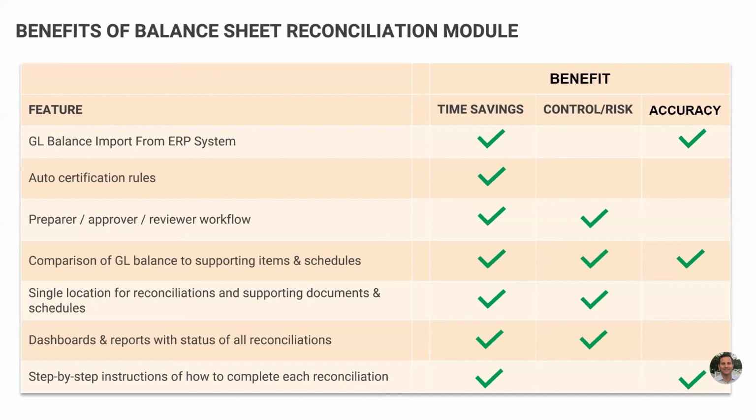The workflow feature lets users know what they're responsible for, and the system keeps an audit trail of their sign-offs. The system verifies the supporting items and GL balances are the same or within a specific tolerance that you set. You get a single location for storing recs and supporting documents, so you'll spend less time gathering them for an audit or management request. Dashboards and reports show which recs are completed and which still need to be done.